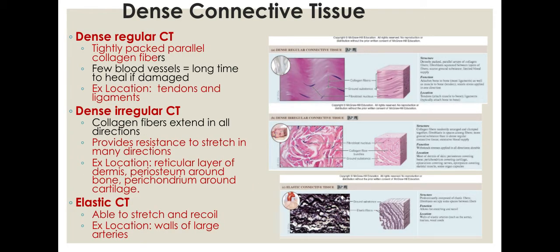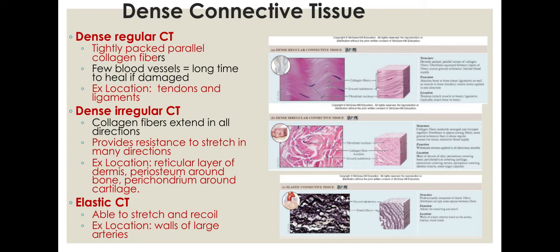Okay, let's talk about dense connective tissue. We've got dense regular connective tissue that is very tightly packed. It has these collagen fibers running through it parallelly. It doesn't really have blood vessels going to it, so it will take a very long time to heal if it's damaged. And great examples are in tendons and ligaments. And so if you've ever injured a tendon or a ligament, you may even have had to have surgery on it, it's a long healing process. And that's because it doesn't have blood vessels going through it to give it the stuff it needs to heal more quickly.